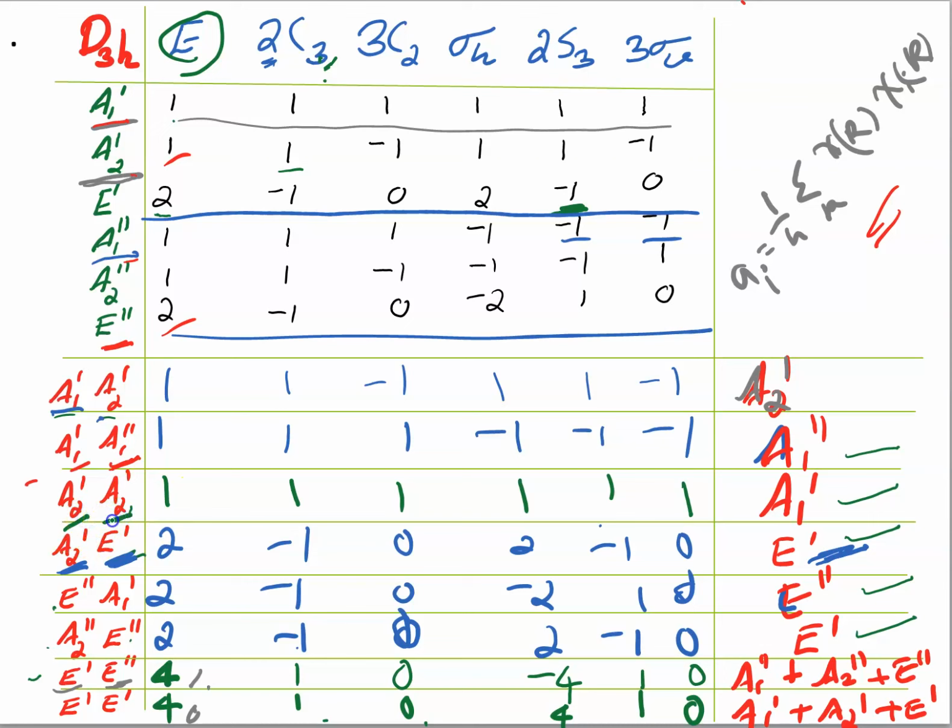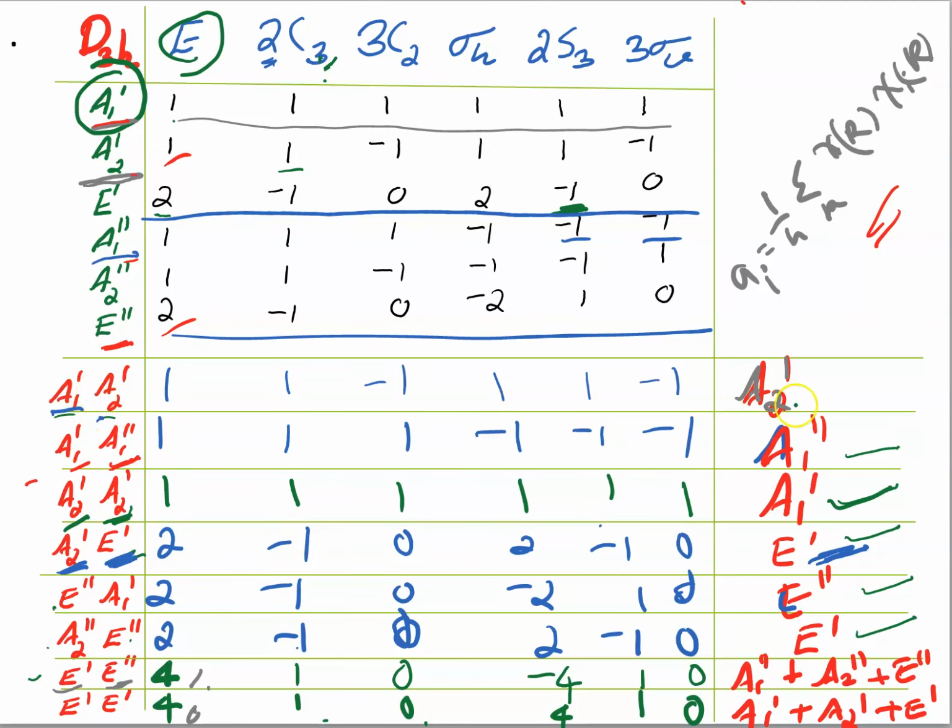Two same IRs are multiplying. We get A1 dash. A1 dash is a totally symmetric representation. It's an important point. By multiplying no other combination, we get a totally symmetric representation.